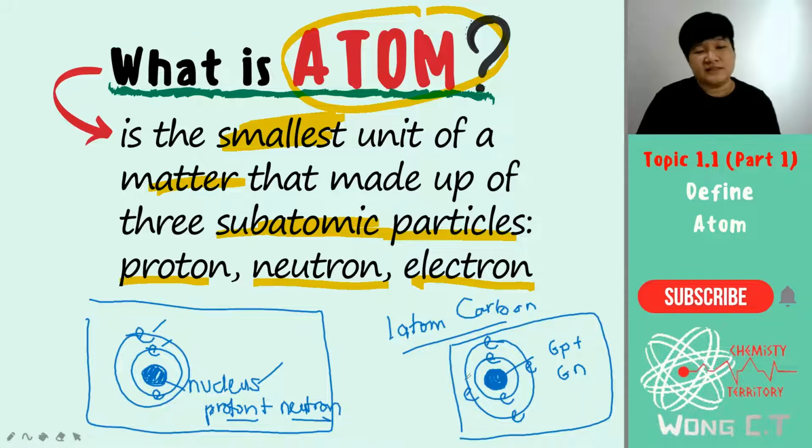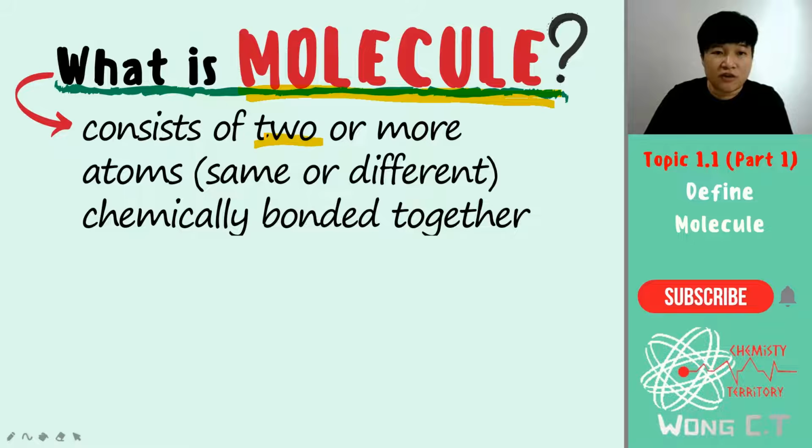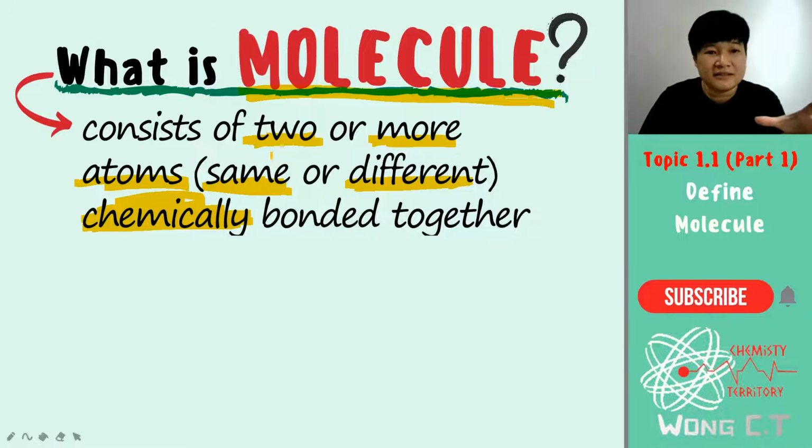Simple? Easy. Next, what is actually molecule? Alright, molecule is definitely bigger than the atom. Molecule consists of 2 or more, so it can be 2, 3, 4, 5 atoms of the same atom or the different atom chemically bonded together. So chemically bonded together means they must have a bond between them or they must undergo certain reaction to be bonded together. Okay, that is the keyword, chemically bonded together.